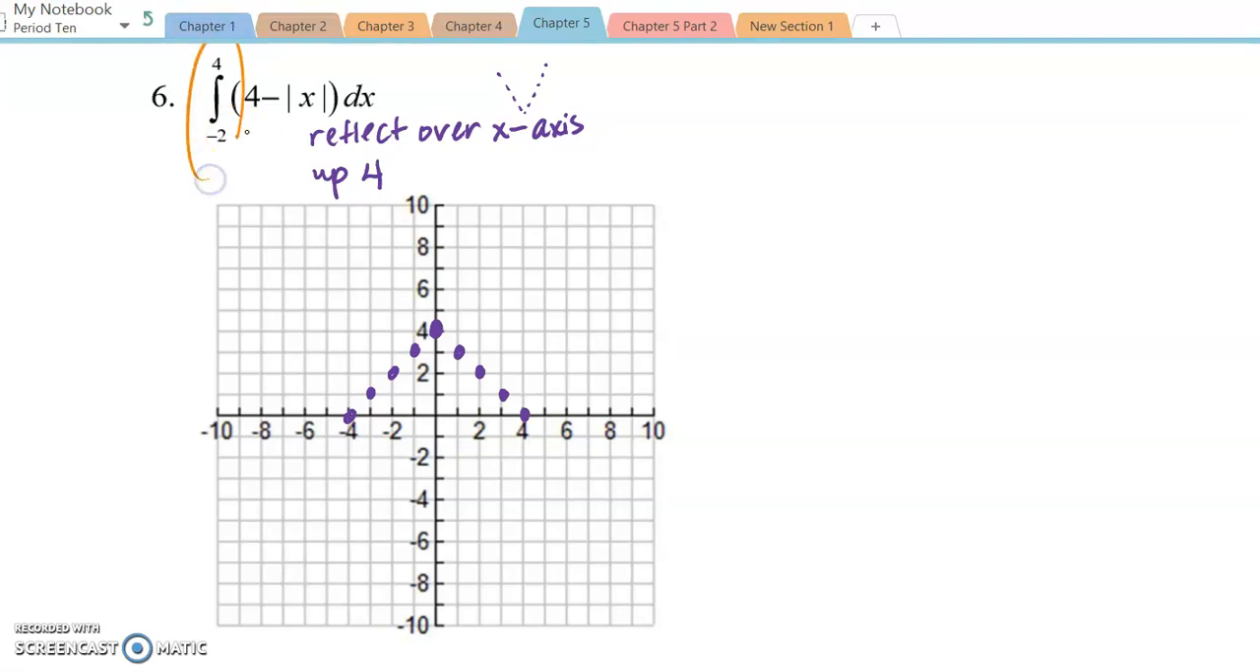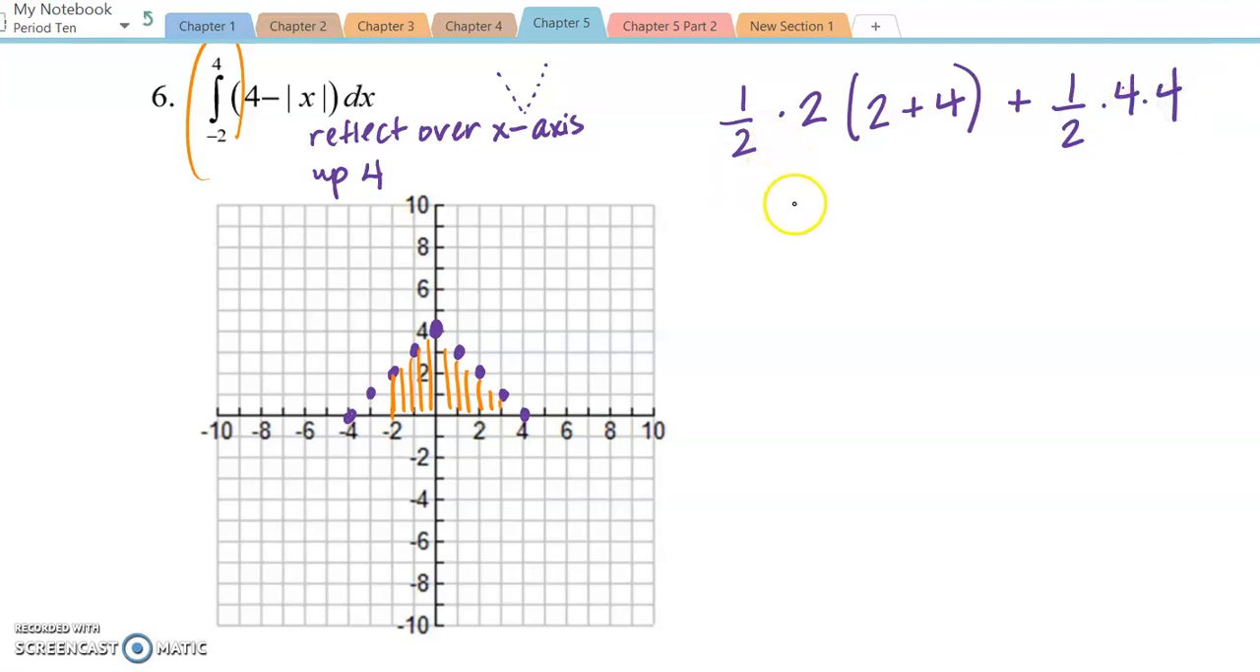So now the integral says add up the area between -2 and 4. So I see a trapezoid, and then I also see a right triangle. So the trapezoid will be 1/2 times height times the sum of the bases. And the right triangle is 1/2 times base times height. So 6 plus 8 is 14. And that's it for the first day of 5.2.